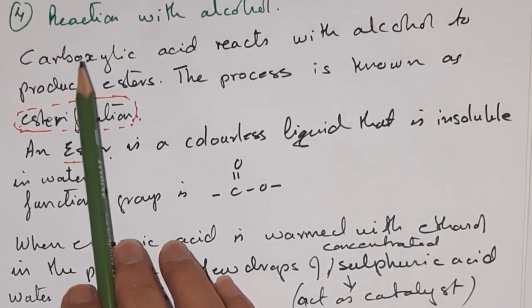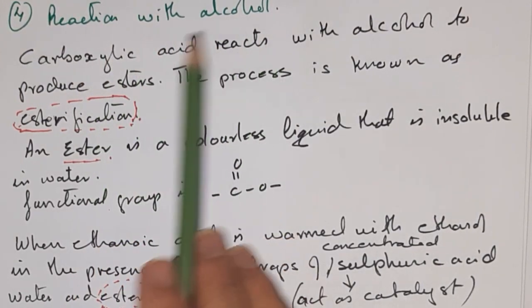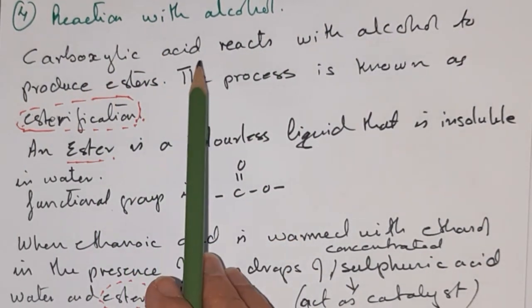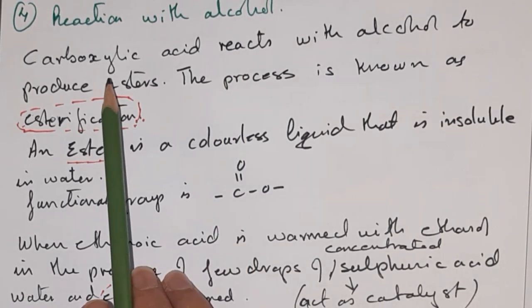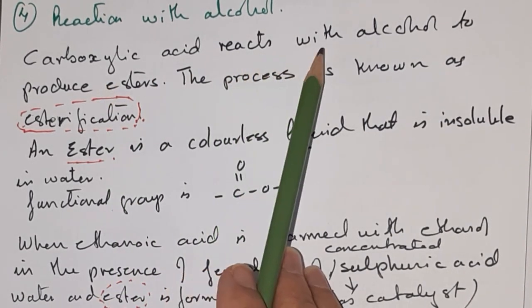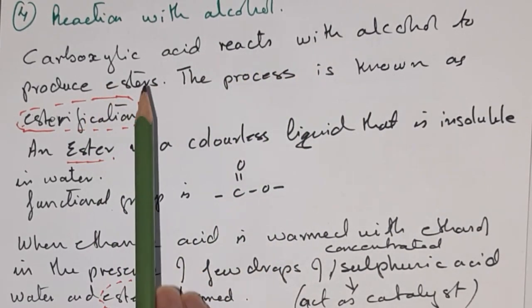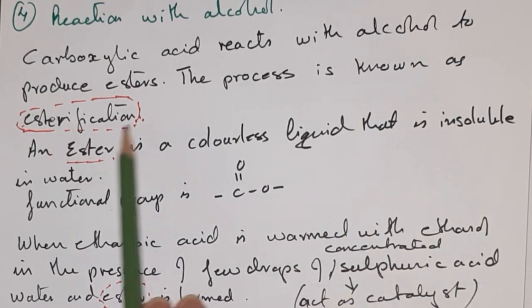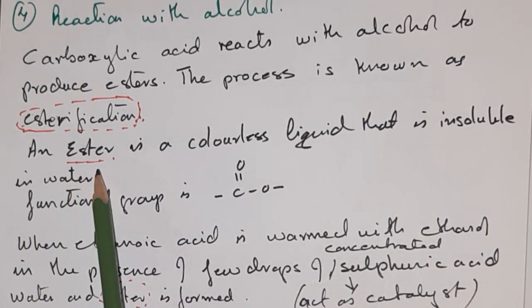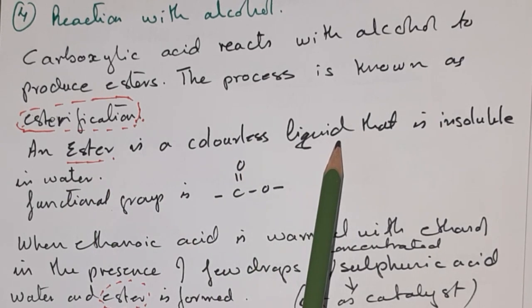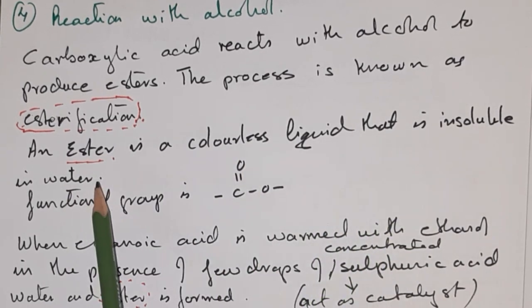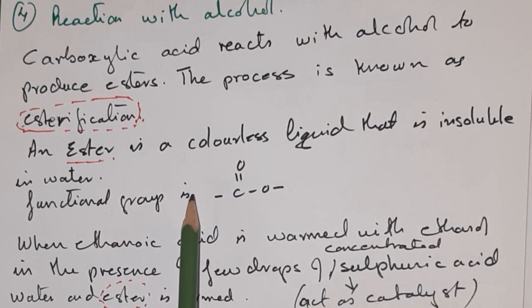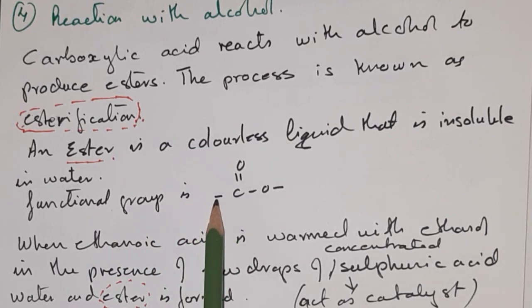Now the fourth reaction is reaction with alcohol. Now this is a very important reaction. Carboxylic acid reacts with alcohol to produce esters. The process is known as esterification. An ester is a colorless liquid that is insoluble in water. Its functional group is, this is showing the bond, carbon double bond O, and again this bond over here.